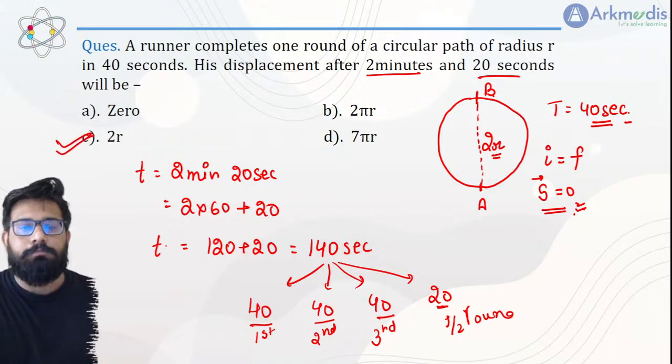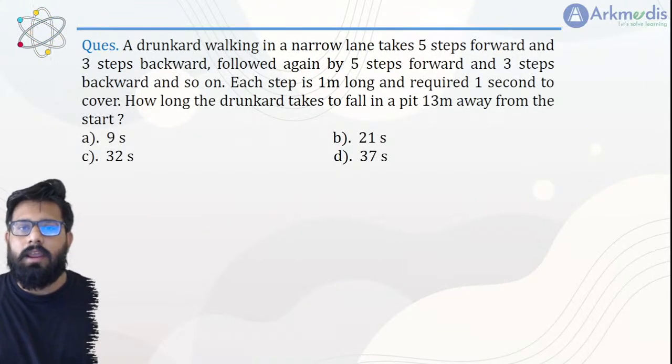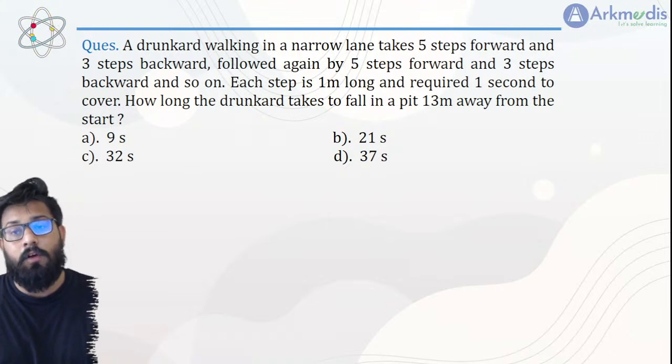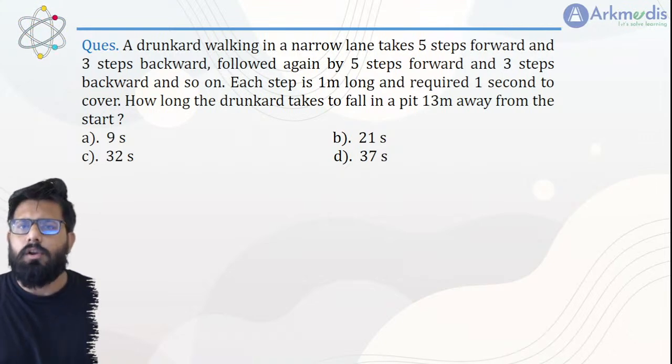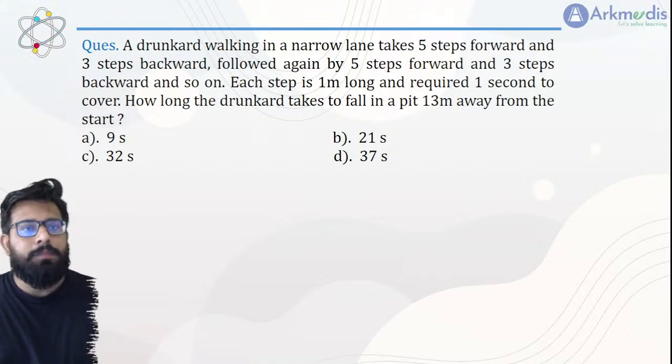Okay. Now let's move on to the next question. It said that a drunkard walking in a narrow lane takes 5 steps forward and 3 steps backward, followed again by 5 steps forward and 3 steps backward, and so on. Each step is 1 meter long and requires 1 second to cover. How long does the drunkard take to fall in a pit which is 13 meters away from the start?